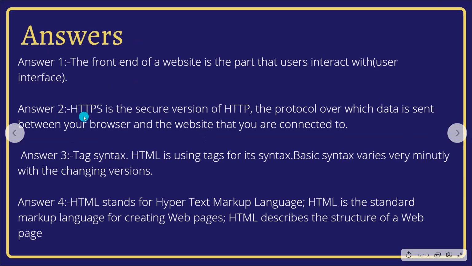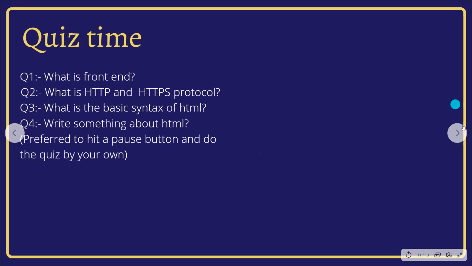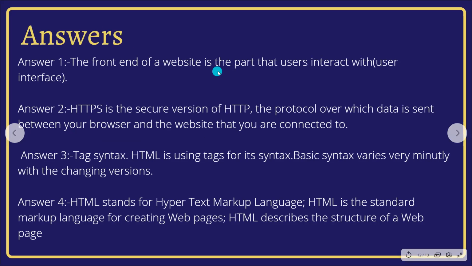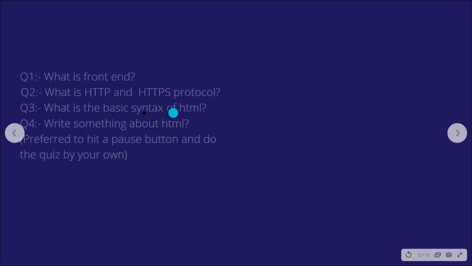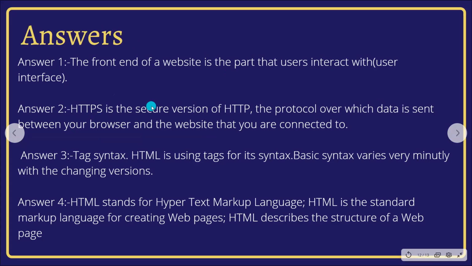The answers are in front of us. Answer number one. The front end of a website is the part that users interact with, that is the user interface. What is front end? The front end is the major user interface part. Now let's understand what the HTTP and HTTPS protocol is. HTTPS is the secured version of HTTP, the protocol over which data is sent between the browser and the website that you are connected to. HTTPS is more secure than HTTP, as we already discussed in the previous slide.